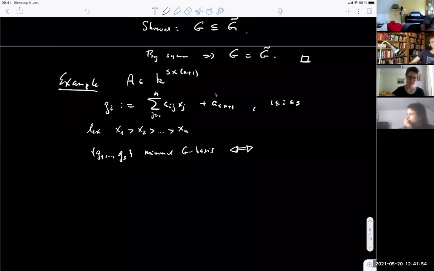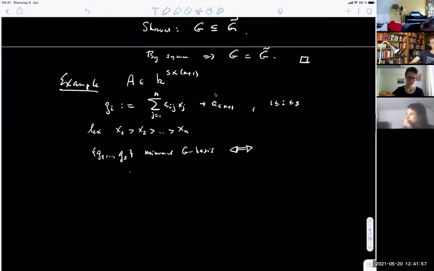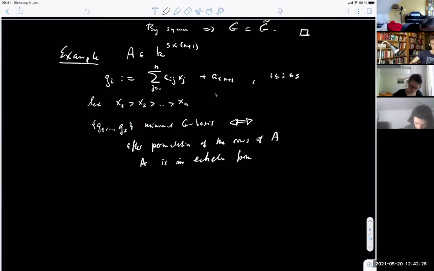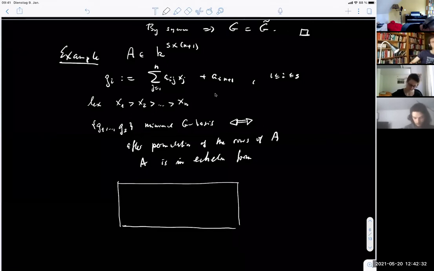That's exactly it, after permutation of the rows of A, because the permutation of the rows corresponds to permuting the G's. A is in echelon form. So I can make a picture. So this is supposed to be A. So what is this echelon form?